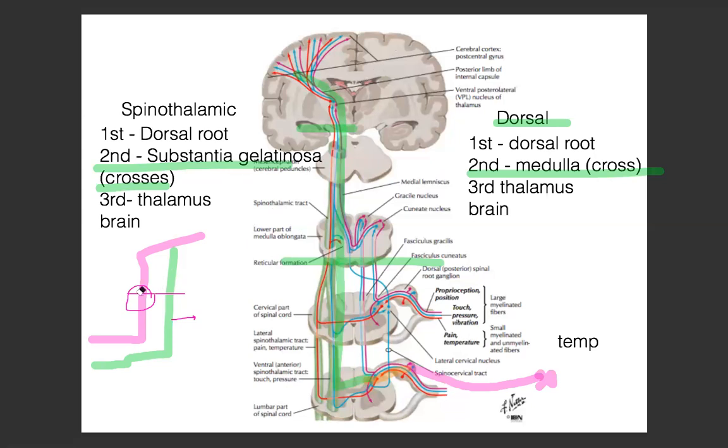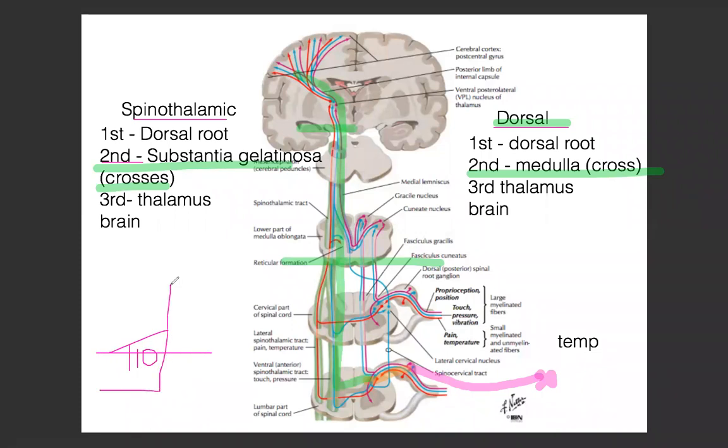Okay, I'll repeat it again. Our point is that the spinothalamic will cross immediately at its own level, it will cross in the spinal cord itself. But our dorsal column does not cross at its level, it goes up until it reaches the medulla and then it crosses. So let's say we're feeling temperature at the level of T10. Okay? Let's say this person got injured at the level of T10. Okay? The spinothalamic tract, it gets damaged on the opposite side.